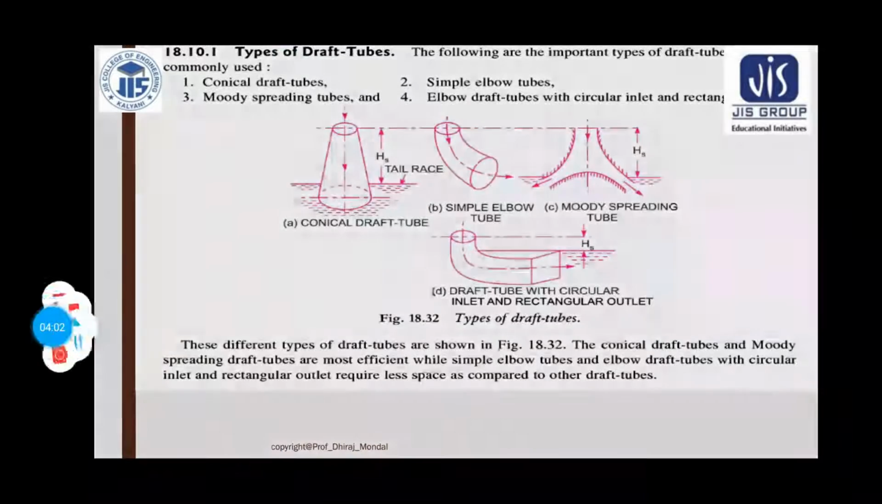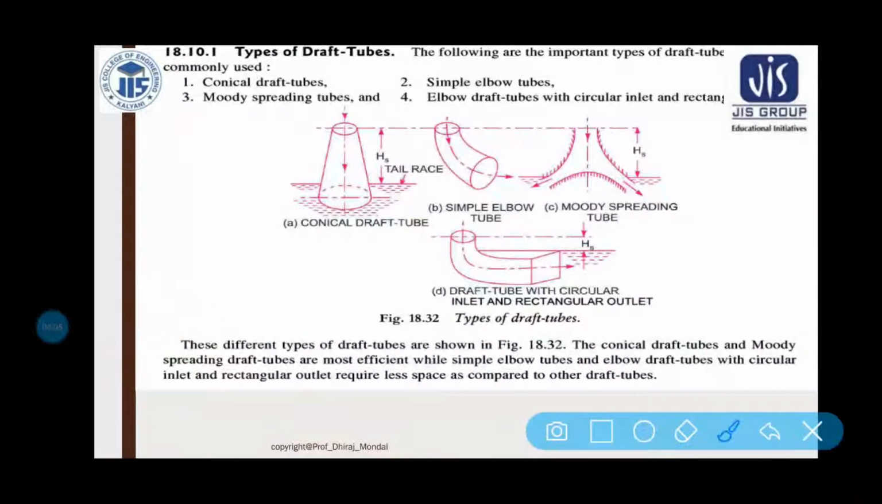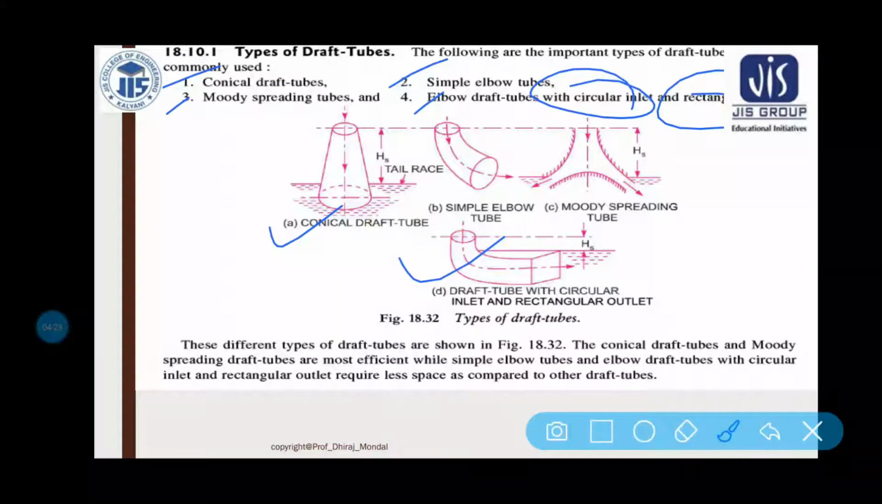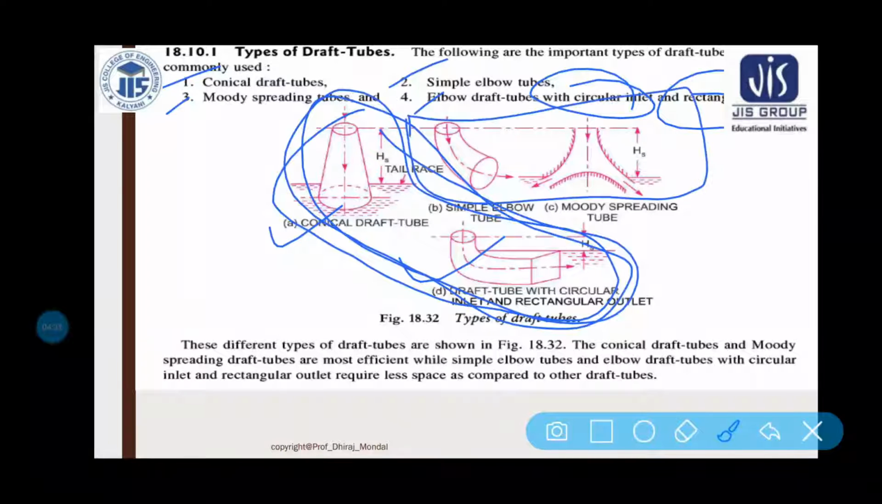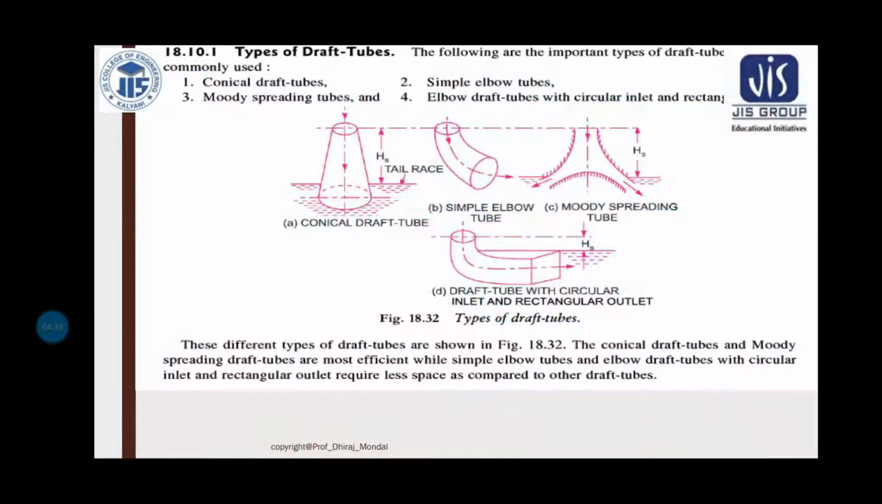Types of draft tube: there are mainly four types of draft tube: conical draft tube, simple elbow draft tube, Moody spreading tube, and elbow draft tube with circular inlet and rectangular outlet. Very important. In this diagram, the conical draft tube and the draft tube with circular inlet and rectangular outlet are very effective, efficient draft tubes, and the others are not so efficient, but we also use them.